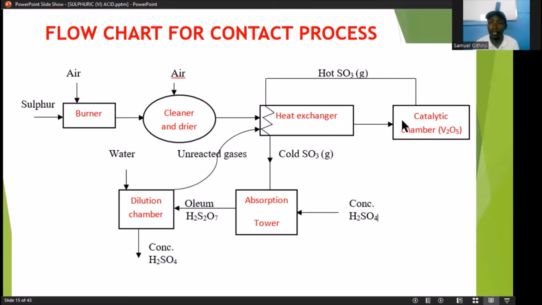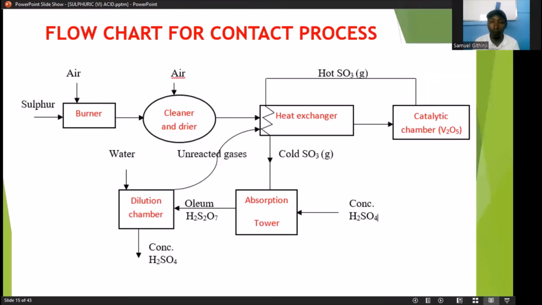Then taken to a catalytic chamber where exactly the reaction between sulfur 4 oxide and oxygen takes place. Hot sulfur 6 oxide comes out, taken back to the heat exchanger for absorbing of the heat. Then out comes what we call now cold sulfur 6 oxide, taken to the absorption chamber where you add concentrated sulfuric acid. Oleum comes out, then diluted to get sulfuric acid. That is just the process. The process itself, you can look at it well summarized.